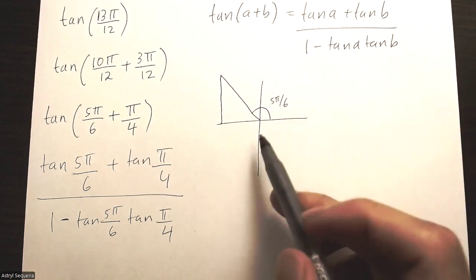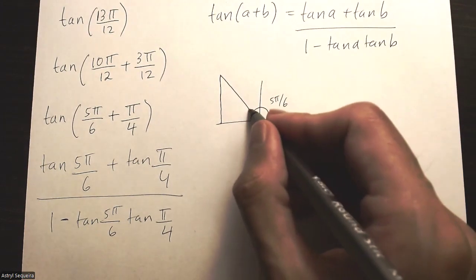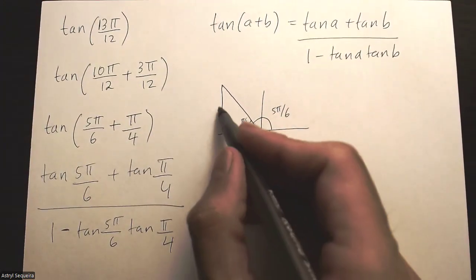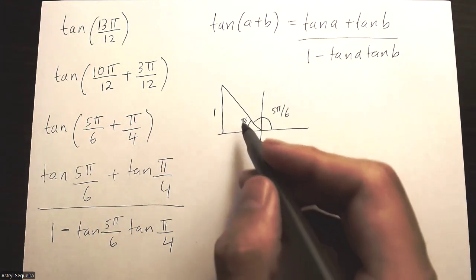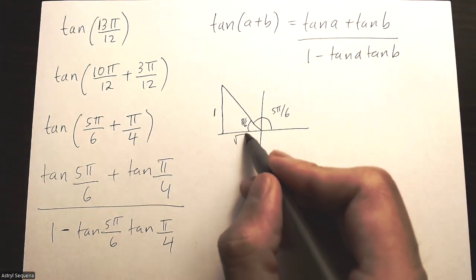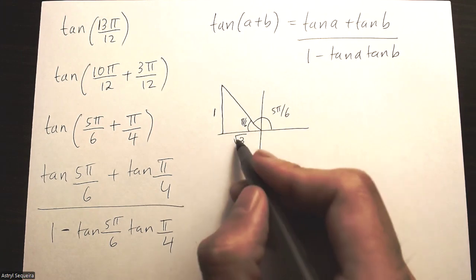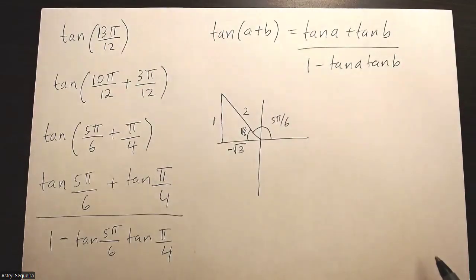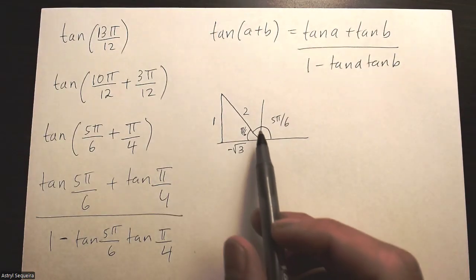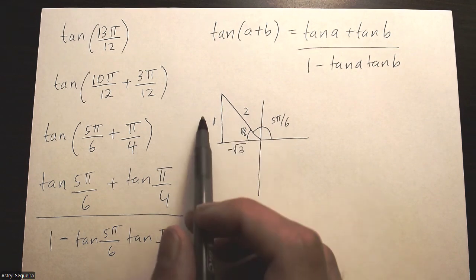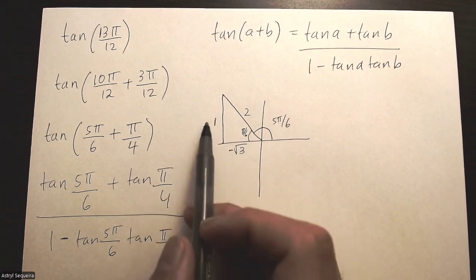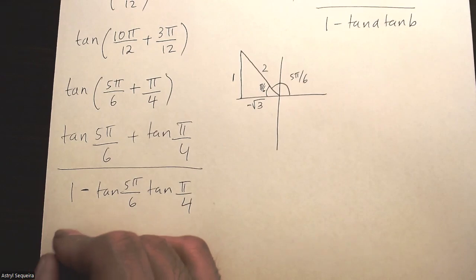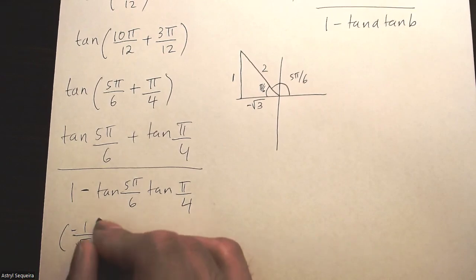My acute angle is pi minus 5 pi over 6, which is pi over 6. Opposite of pi over 6 is 1. And adjacent is root 3. But since it's the negative x-axis here, I'm going to make it negative root 3. And then the hypotenuse is 2. So I know that tan of 5 pi over 6 is just opposite over adjacent, which is negative 1 over root 3. I'll just move the negative to the top. So negative 1 over root 3.